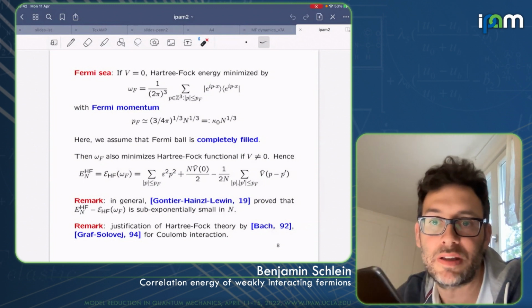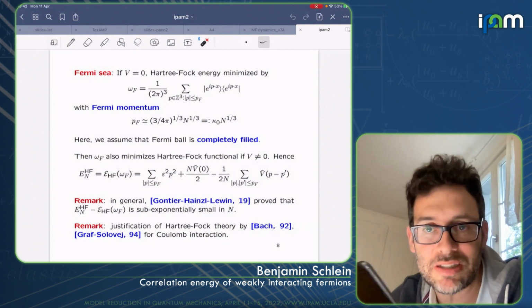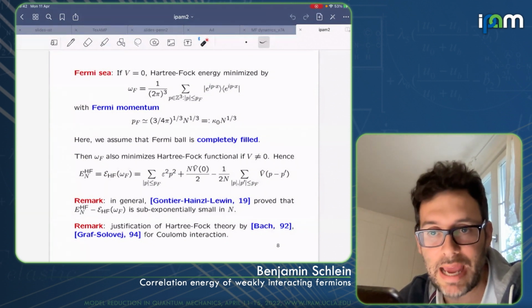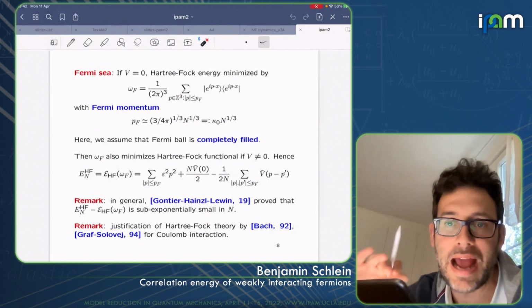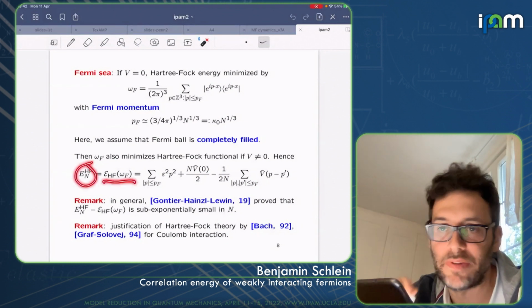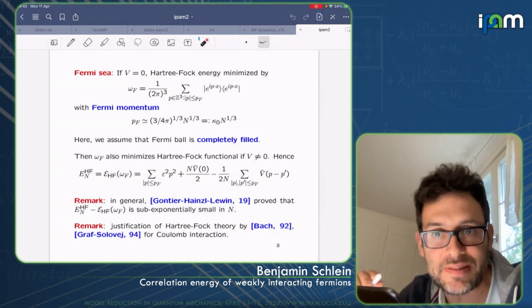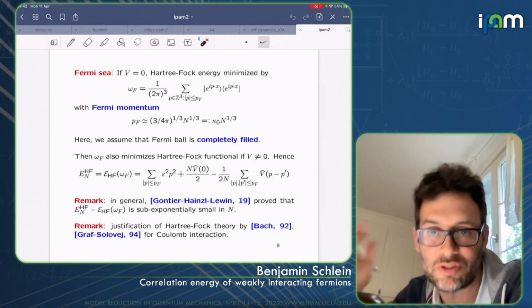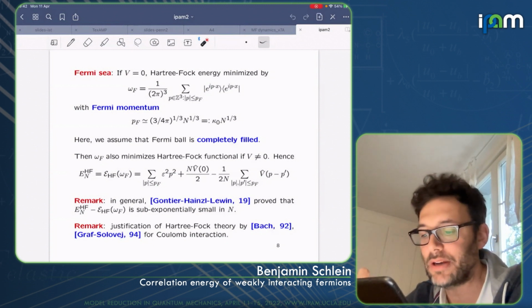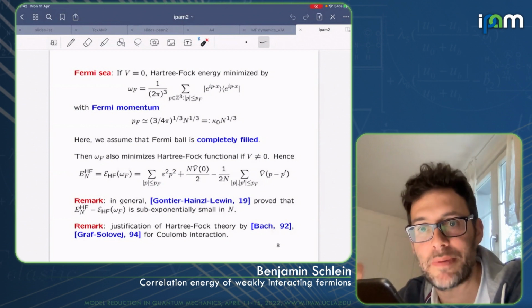It's very close to the one of the Fermi C. The difference is exponentially small, or sub-exponentially small, in the number of particles n. So for us here, because of our simplification, we will have that this is equal to that. If we didn't do the simplification, they would not be the same, but the difference would be exponentially or sub-exponentially small. Okay, good. So I think that's what I wanted to say about Hartree-Fock theory.